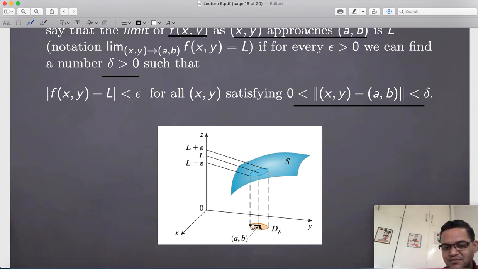We cannot just say that I go through this path and approach (a, b), and if I find the values are approaching L, then I call that the limit. No, that is not the case. The definition of limit says that you approach this point from all possible directions simultaneously.